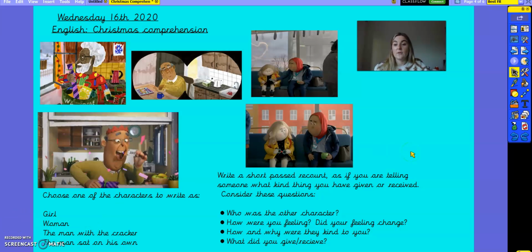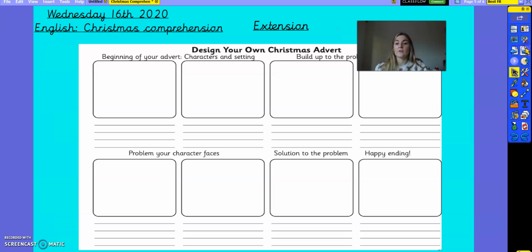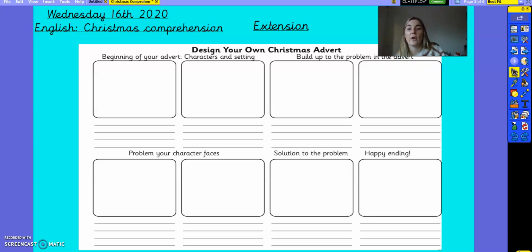Now, if you finish and you would like to have a go at something else, then I have got this design your own Christmas advert template, which I will put on the home learning. If perhaps you don't celebrate Christmas, then maybe you could think about an advert that might be released by a supermarket this year, focused on the theme of kindness, like the John Lewis advert. It might just be about people being kind to each other, especially after this has been a tough year for so many people. Okay, so this is your template here.